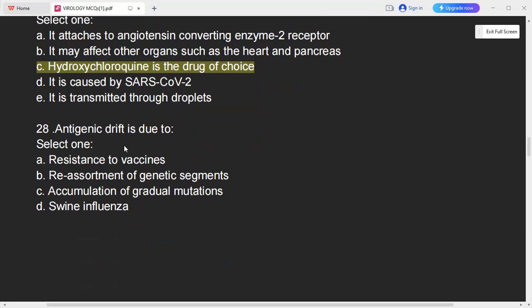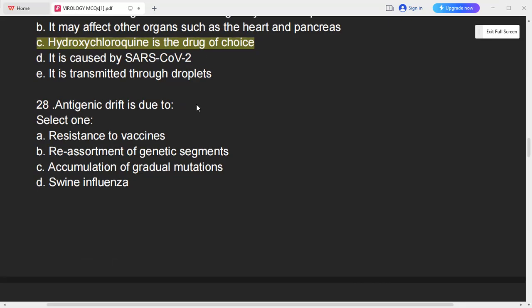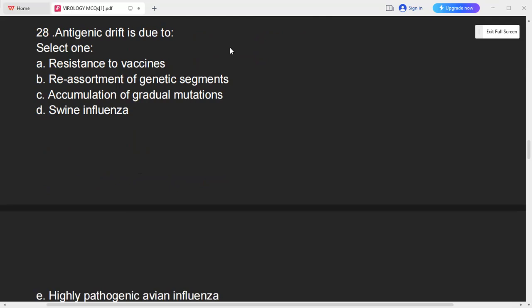Antigenic drift is due to... B. I'm seeing B, I'm seeing C. So we're yet to do this with you guys. Did we do influenza really? Antigenic drift and antigenic shift. So the answer here is C, accumulation of gradual mutations.